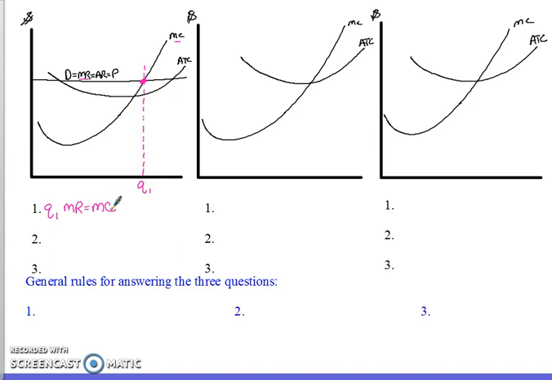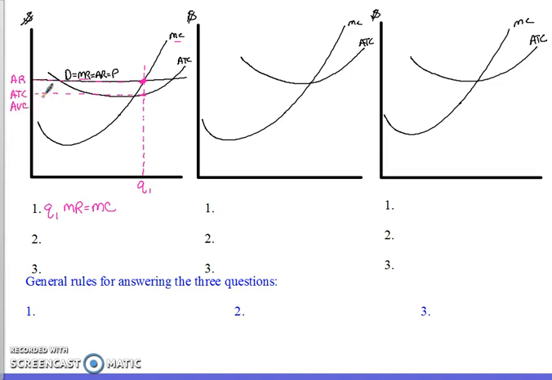Question number 2, are we operating at a profit or a loss? Well, we're operating at an economic profit. How do I know that? Because I come up and I mark my average revenue, which is right here, off the average revenue curve. Come up and mark the average total cost. Come across. Here's going to be my average total cost.